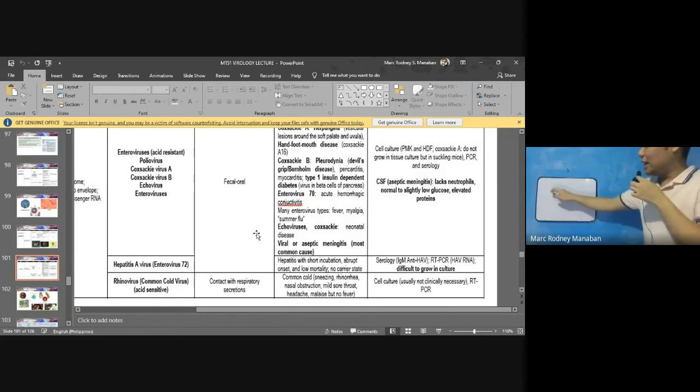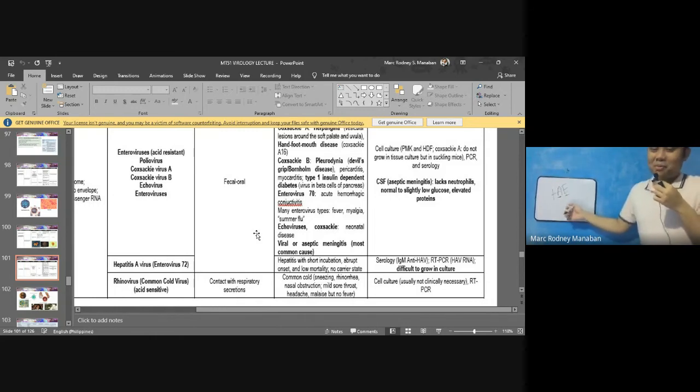You have a mnemonic, tae. Sorry, pasensya. Letter A and letter E can be transmitted fecal orally, or ma-transmit sila through tae. The rest of the hepatitis viruses, B, C, D, and G, can be transmitted through blood and body fluids. But for A and E, tae, siya ang ma-transmit fecal orally because ma-transmit siya sa tae.